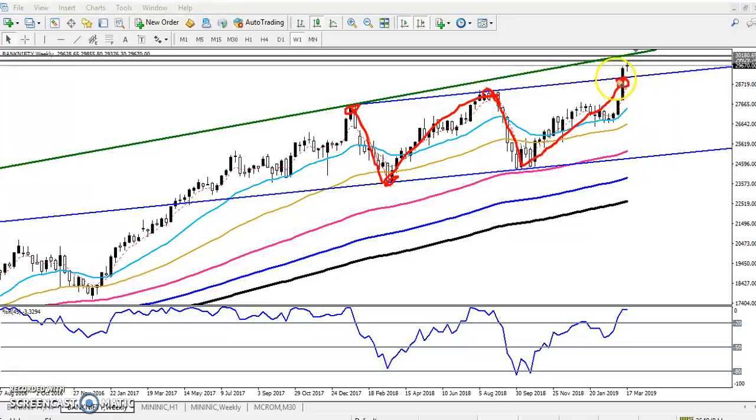Here you can see Bank Nifty recently broke this resistance line last week at the price of 29,500. I told you the market's next target is 29,500. So right now you can see where the next target in Bank Nifty is.